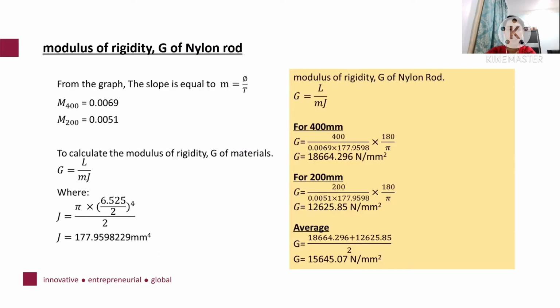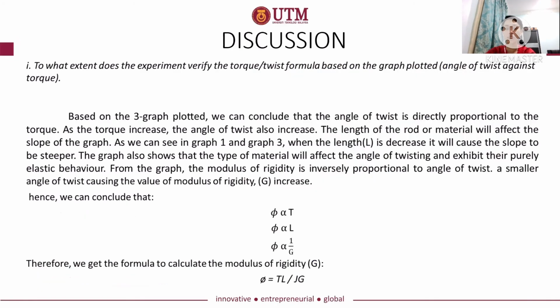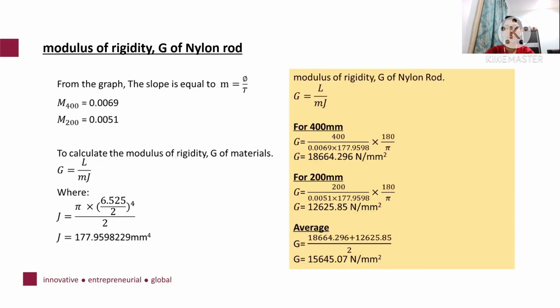From the slope given, we can calculate the modulus of rigidity for nylon rod. The value of polar moment of inertia for nylon rod is 177.96 millimeter. From that, we just substitute the values for L, T, and J in the modulus of rigidity formula, and we got G for 400 millimeter is 18664.296 Newton, and for 200 millimeter is 12625.85 Newton.